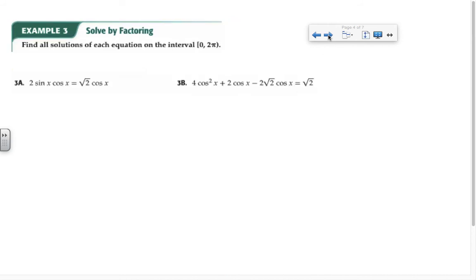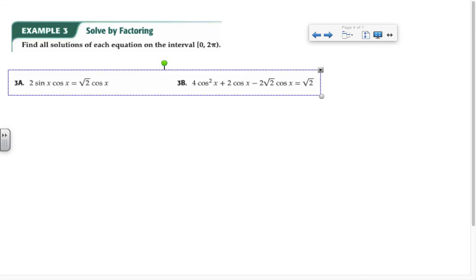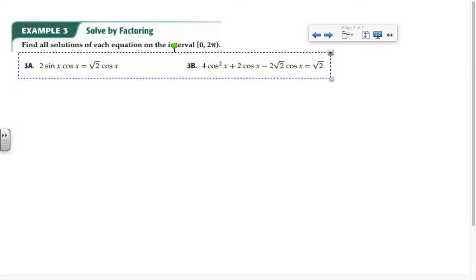In example 3, my instructions are telling me, first of all, I'm going to be factoring here, and second of all, that I'm only interested in the solutions from 0 to 2 pi. So if it's not on my unit circle on my reference sheet, I'm not interested in it, which means we don't have to worry about the plus 2 pi n.